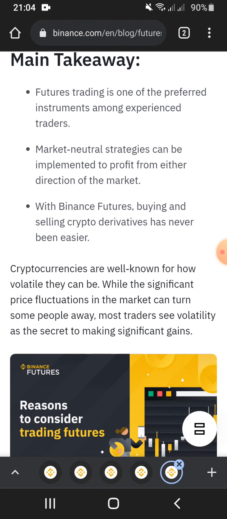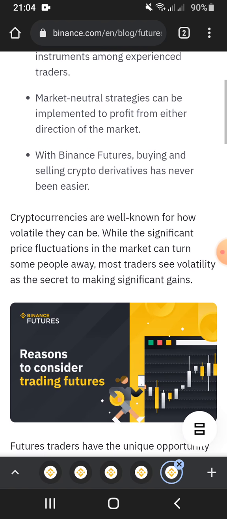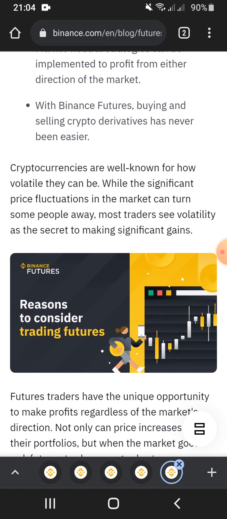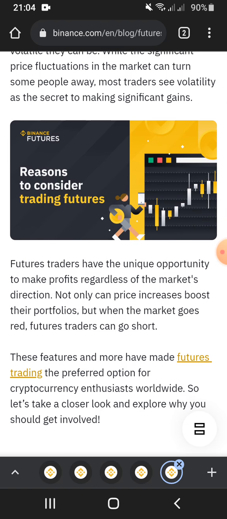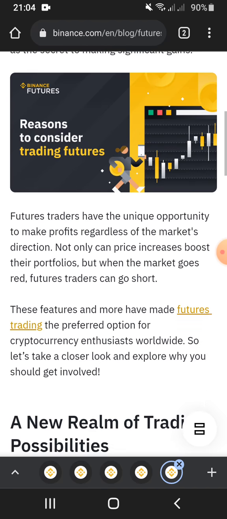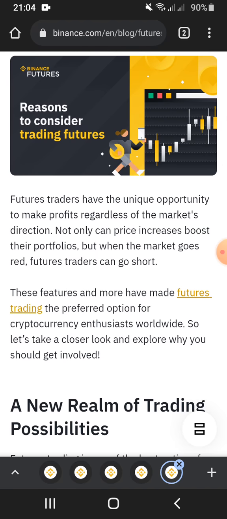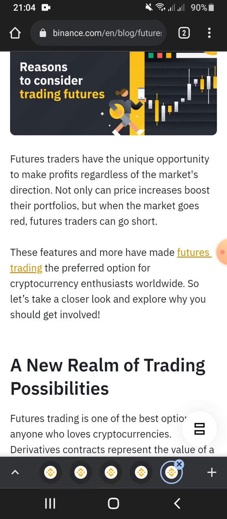Cryptocurrencies are well known for how volatile they can be. So while the significant price fluctuations in the market can turn some people away, most traders see volatility as the secret to making significant gains. Futures traders have the opportunity to make profits regardless of the market's direction. So not only can price increases boost their portfolios, but when the market goes red or bearish, futures traders can also go short.